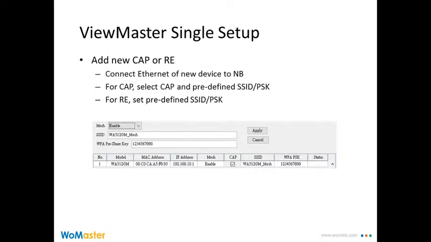Sometimes, if users would like to add a new CAP or RE, please also connect the device by Ethernet and just change the SSID and the PSK. Then it can be added to the existing mesh. Don't forget the role in this network. Please also set it as the CAP or RE. That is how to configure by the utility.